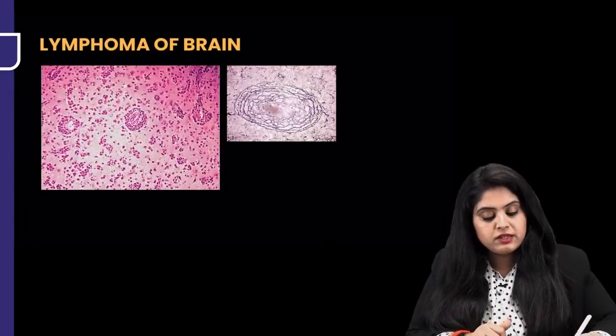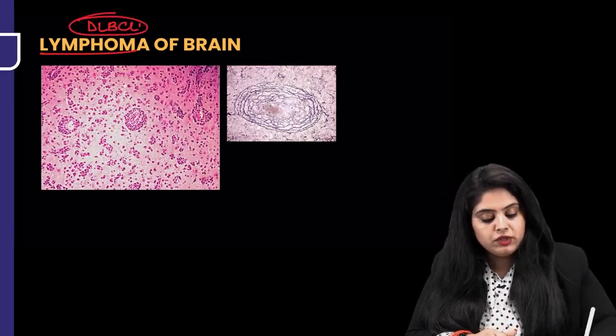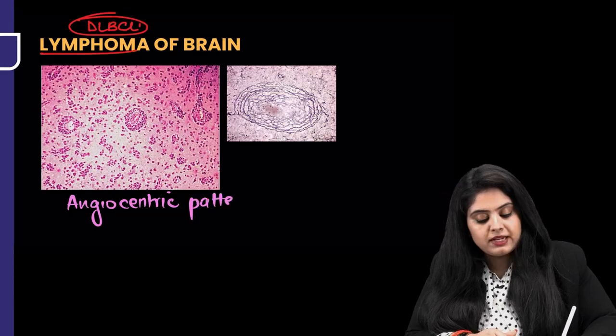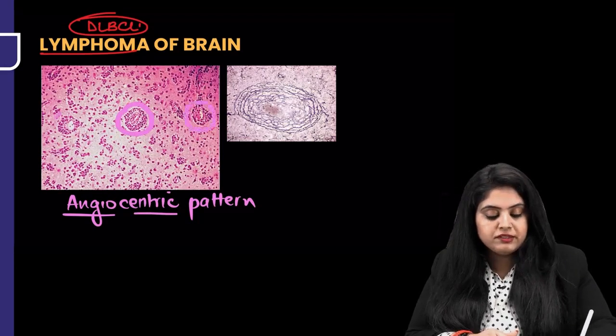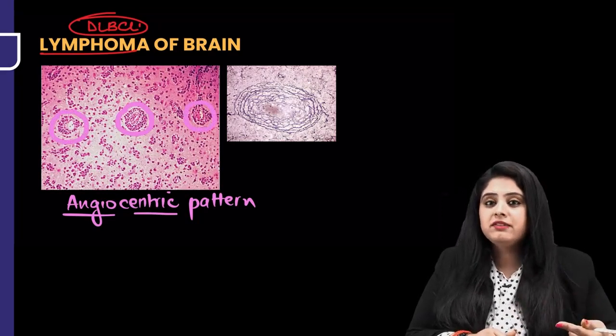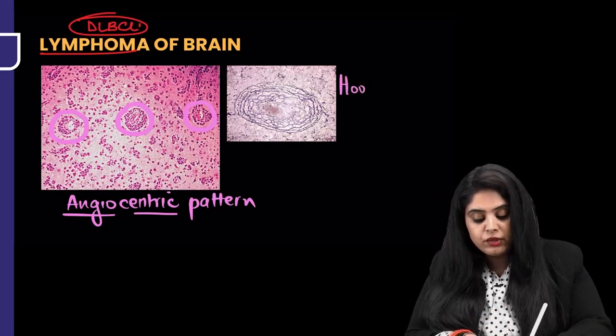So what is angiocentric pattern? Lymphoma of the brain, which is most commonly DLBCL. You will realize that angio means blood vessel, centric means centered. It is an angiocentric pattern, a pattern around the blood vessels. So the tumor cells are around the blood vessels. They are always centered around the blood vessels. That is angiocentric pattern. Coming to the next thing, and that is going to be hooping.